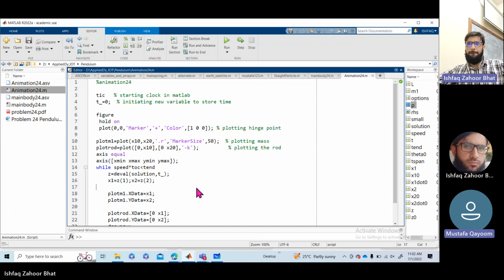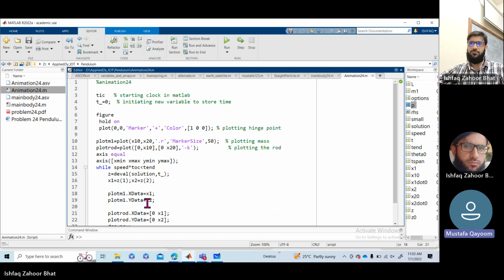Is this clear? Yes, sir. There will be a single value for this x1, and a single value for this x2. It will not be a vector. What about v1 and v2? I don't require them. If I require, I can define that, but I don't. You can see we need only the x coordinate and only the y coordinate. If you need instantaneous velocity and other instantaneous quantities, you can define them, but I don't require them here, which is why I have not defined them.